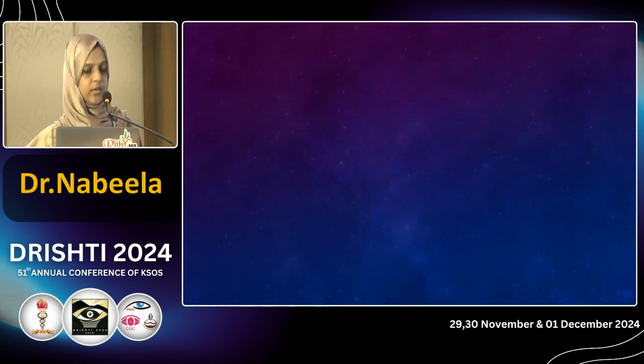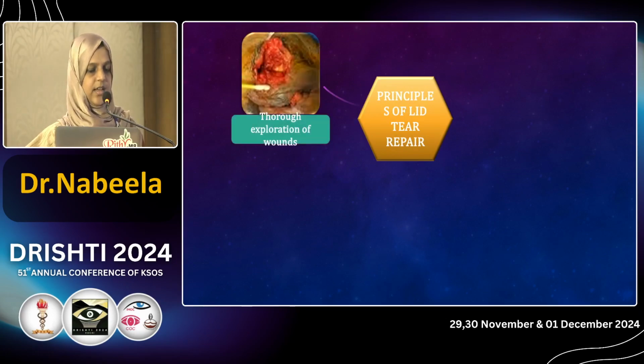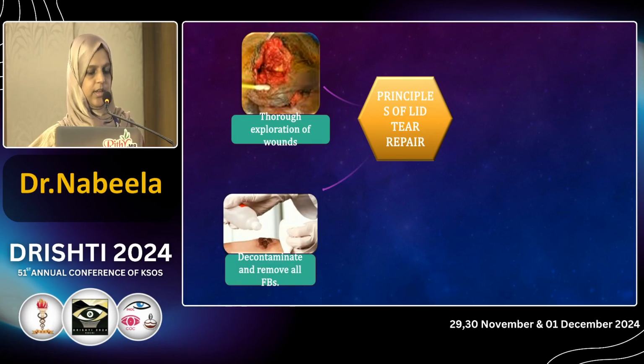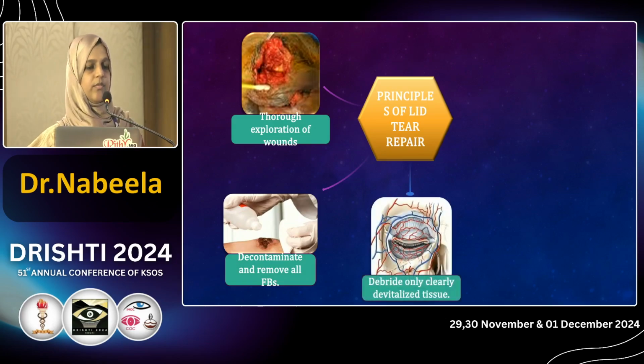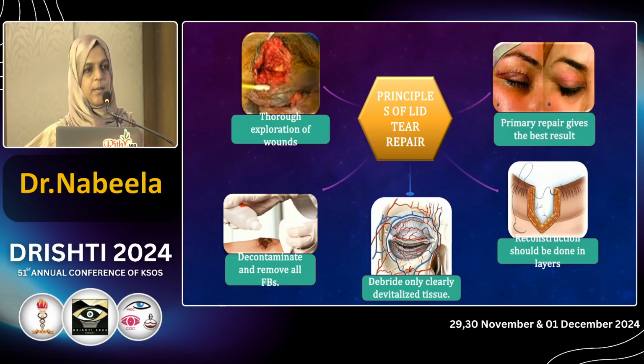Okay. Now coming to the general principles of lid tear repair. Initially have a thorough exploration of the wound. Get the extent and depth of the wound. Decontaminate the wound as far as possible. Just flush it with saline and remove all possible foreign bodies. Because of the extremely good vascularity of the eyelid skin, debride only clearly devitalized tissue. And the reconstruction should be done in layers to get a good apposition. And always remember, primary repair gives the best result.